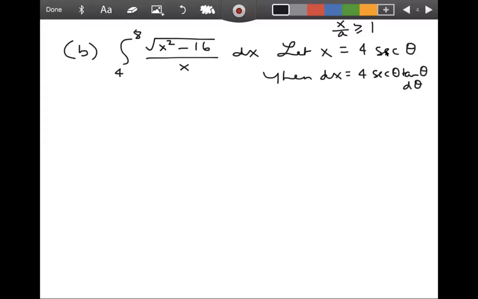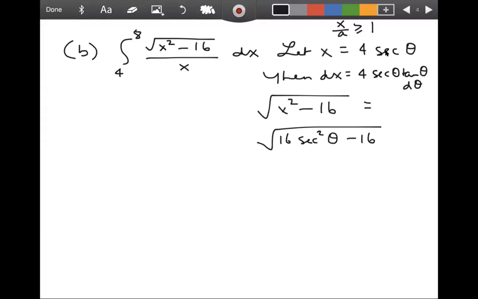And now let's talk about the square root of x squared minus 16. All right, if x is 4 secant theta, that means x squared is 16 secant squared theta. So now if I factor out 16 and bring it outside the radical, it's going to become a 4.